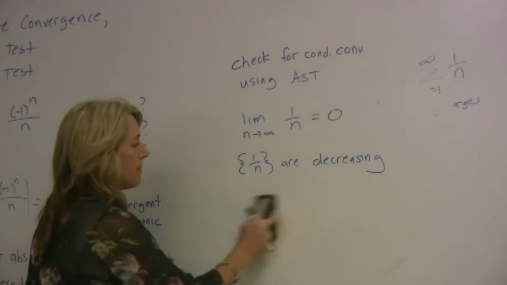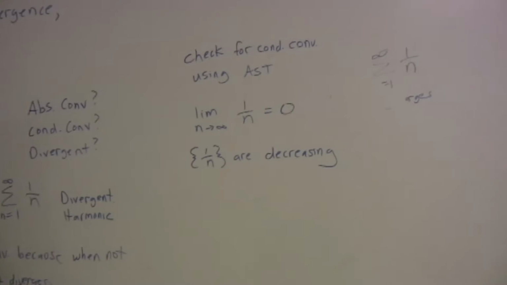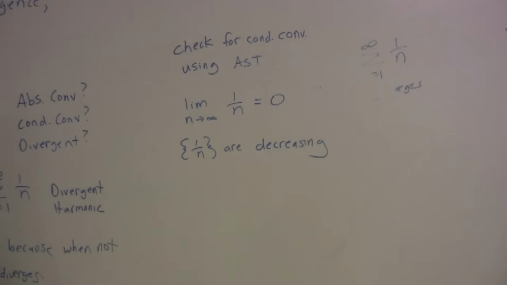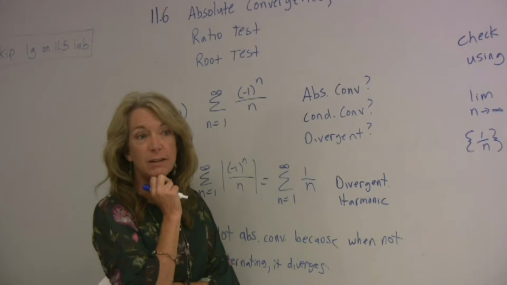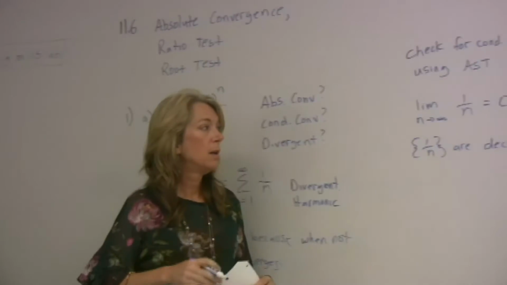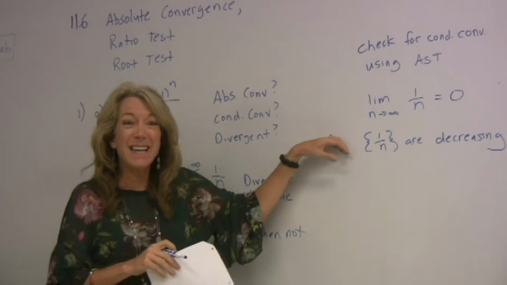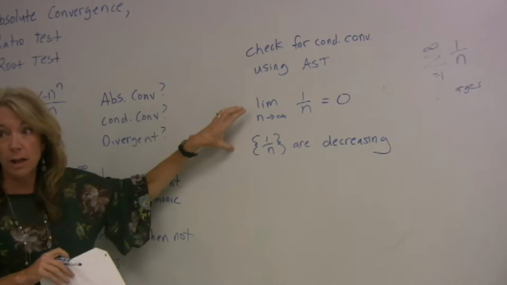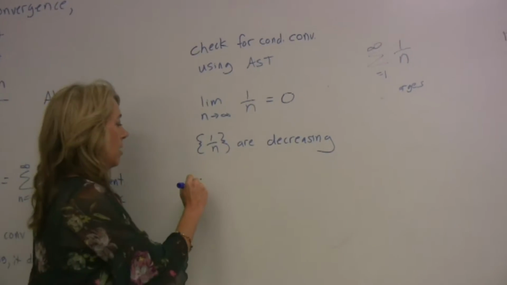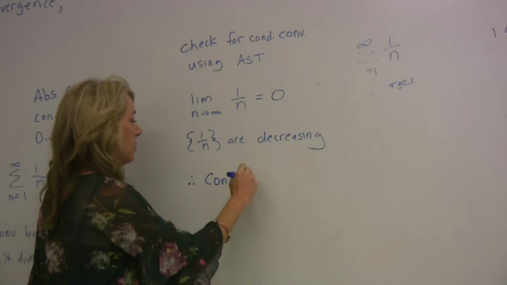So what's that tell me? The alternating series test says it's convergent. If that limit is 0 and those are decreasing, and I like to say them together, if they're decreasing to 0, the terms that are not alternating, therefore it's conditionally convergent.